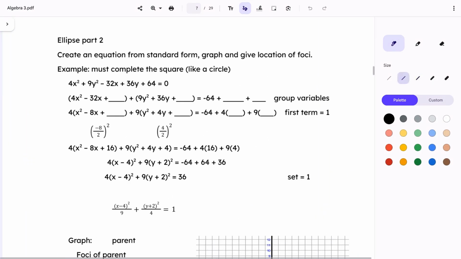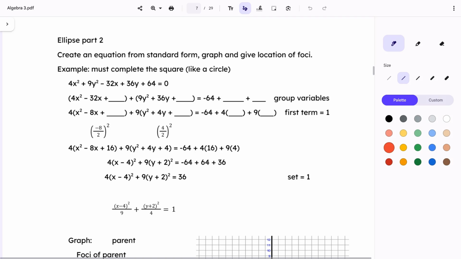Okay, so like I said, we are still talking about ellipses. That's why this one's called an ellipse part 2. But we're going to look at some problems where we have to work a little bit more with the equation and get it written in our standard form. So it's not already there.